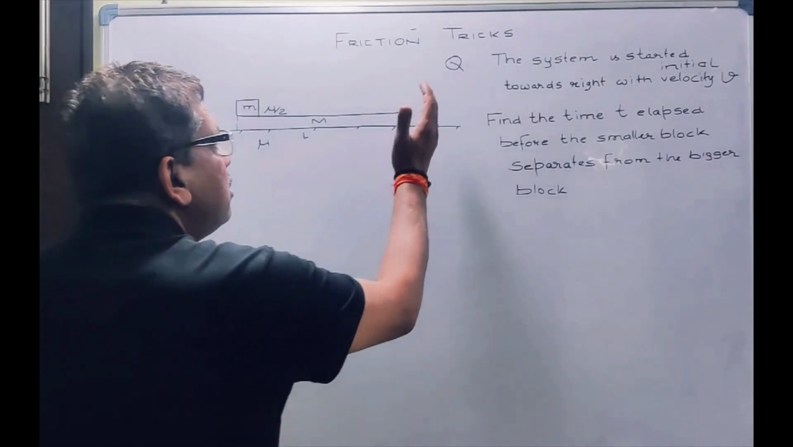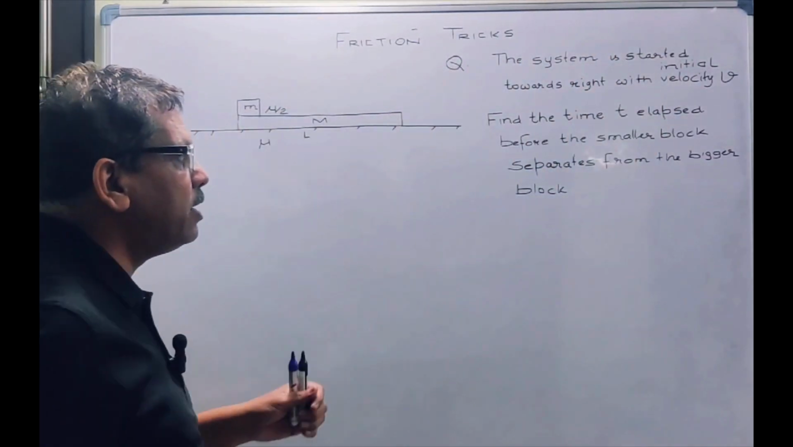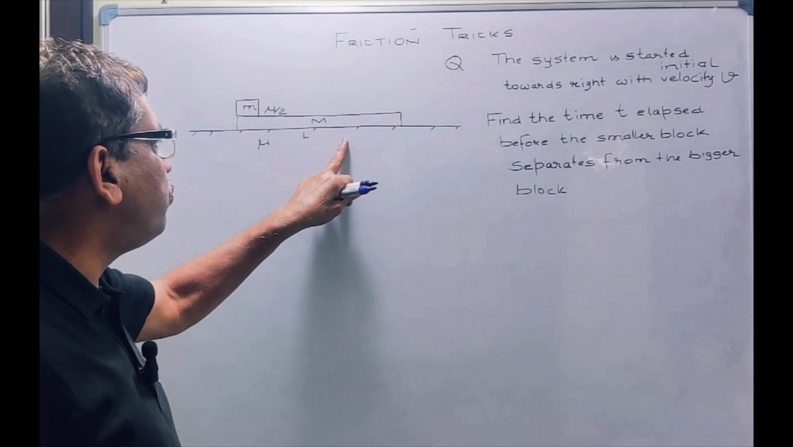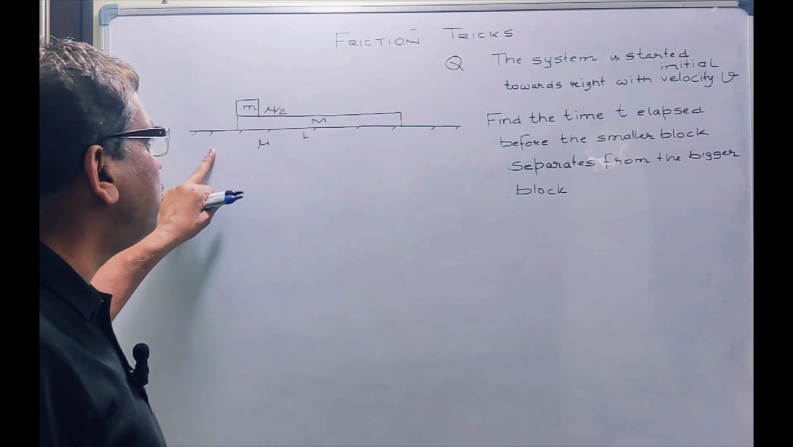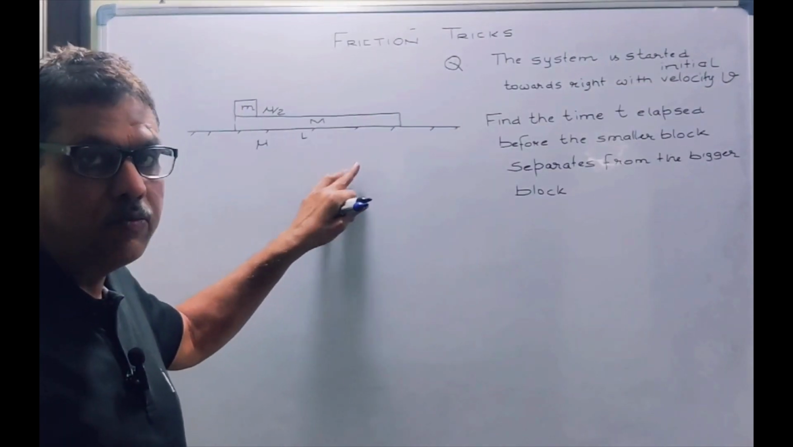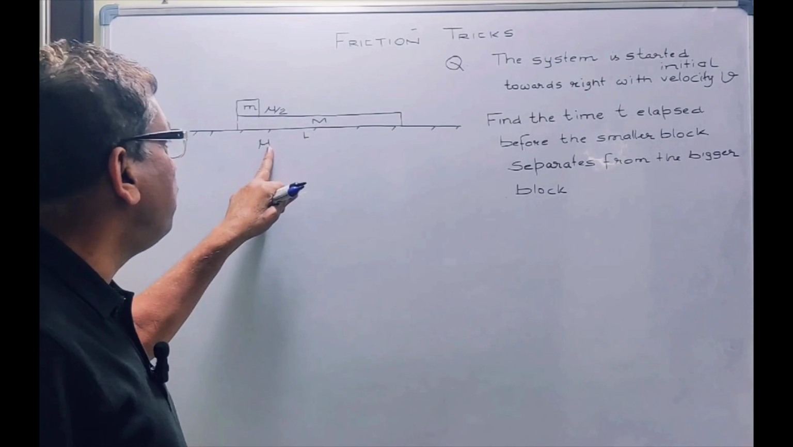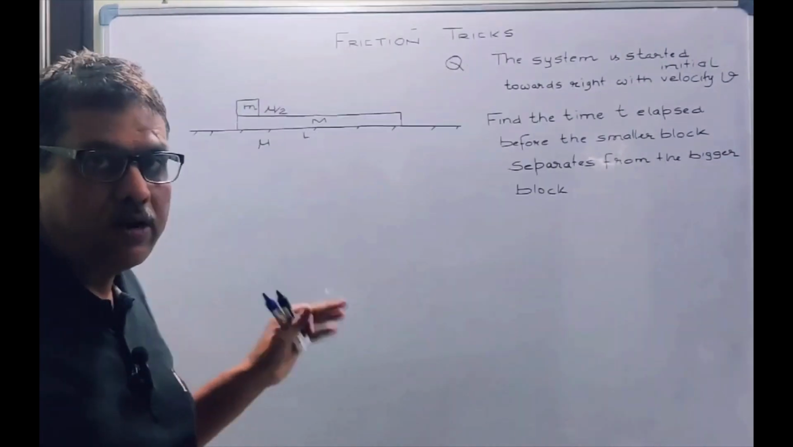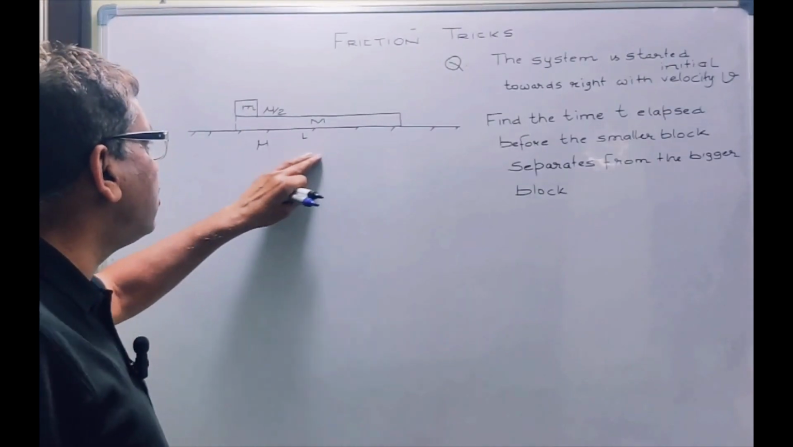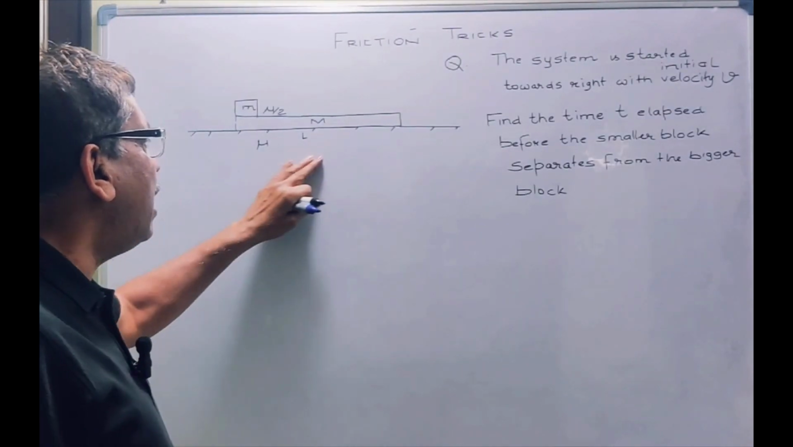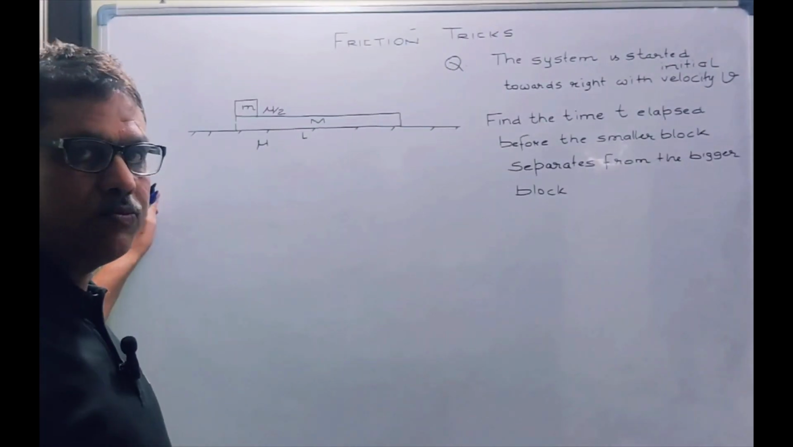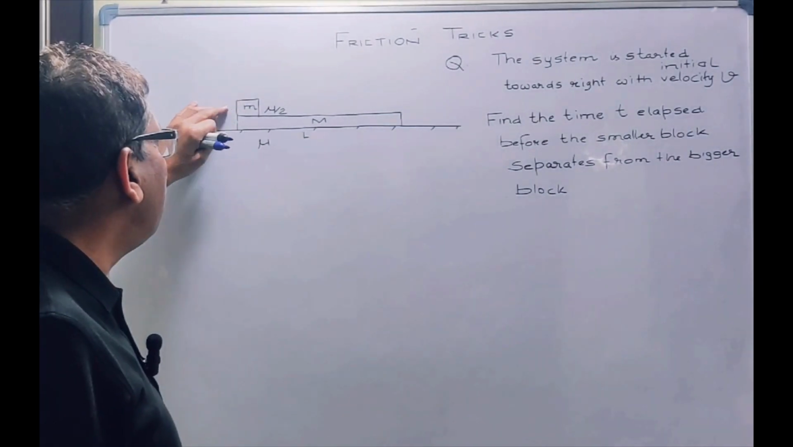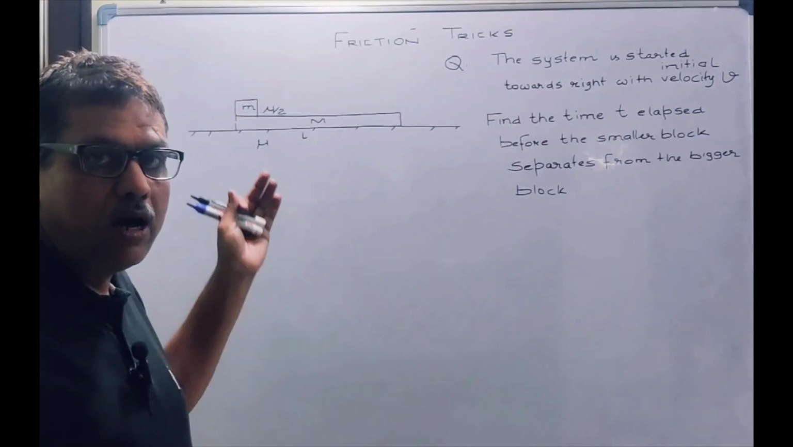Obviously, when this system is given v velocity in the rightward direction, we will observe that more frictional force will act at the bottom, between the plank and the ground, because the coefficient of friction is more. Here less frictional force will act because the coefficient of friction is less. So the frictional force will act in this direction and the plank will be accelerated more in the leftward direction, and the smaller block will be accelerated less in the leftward direction.